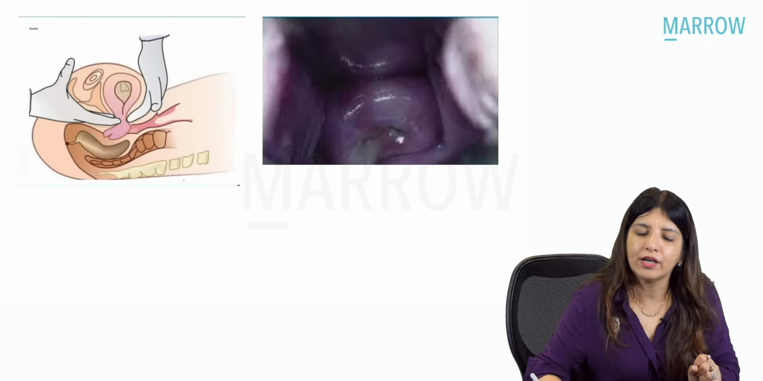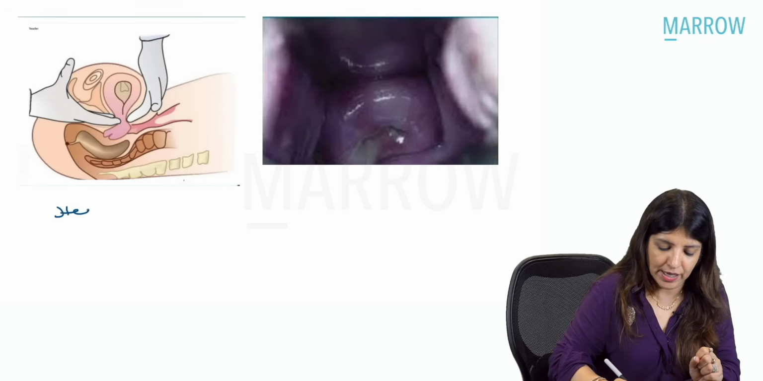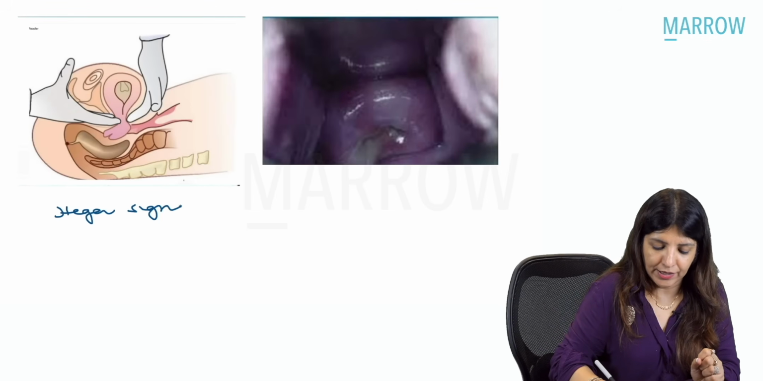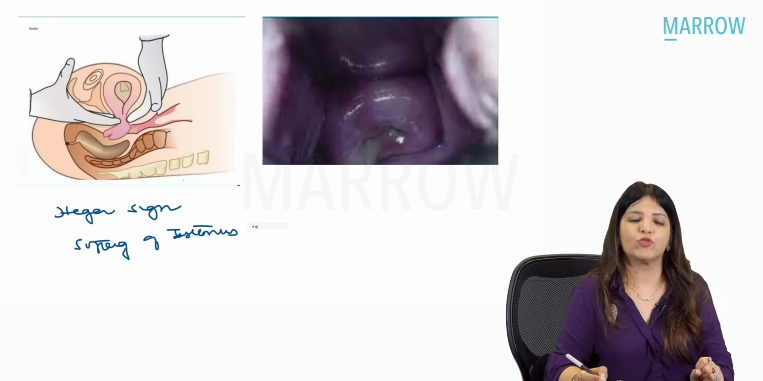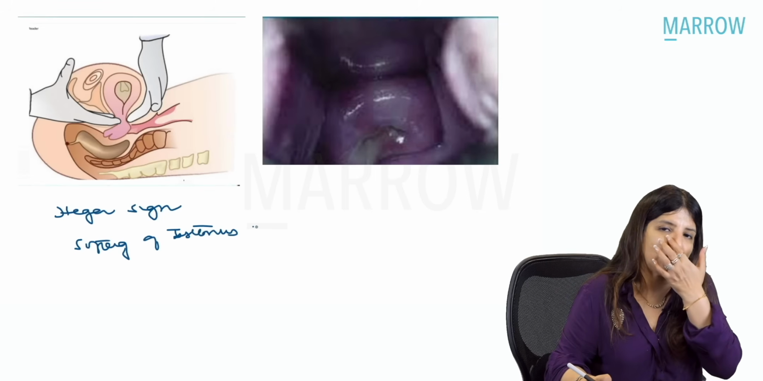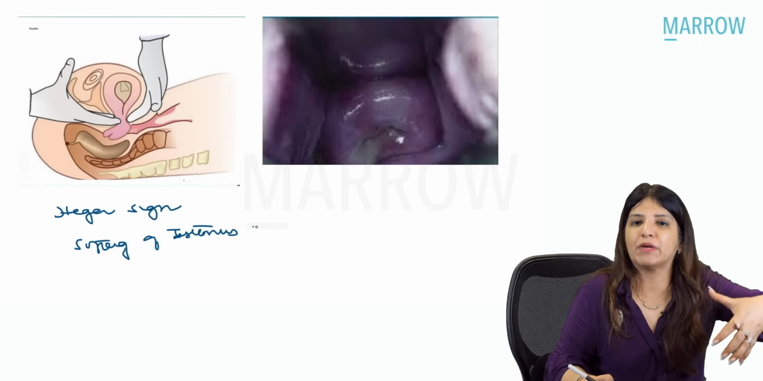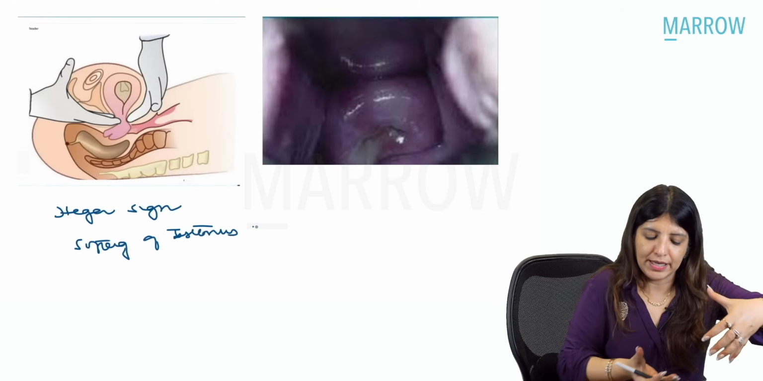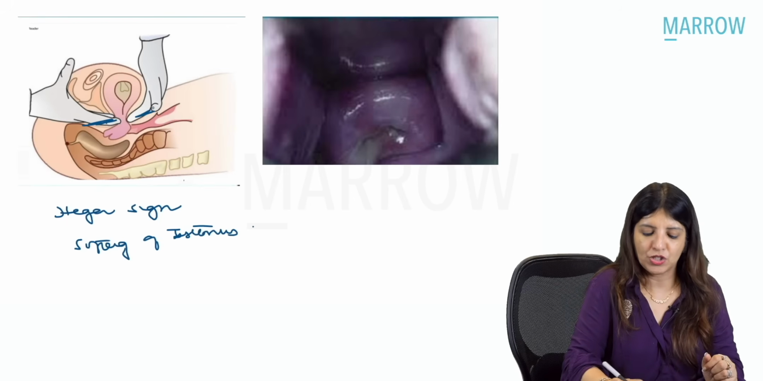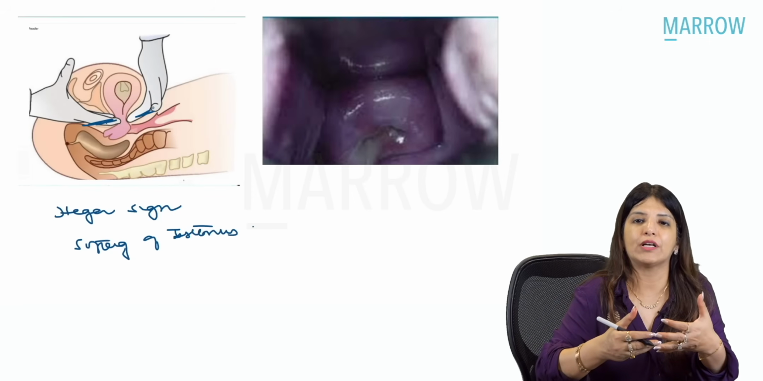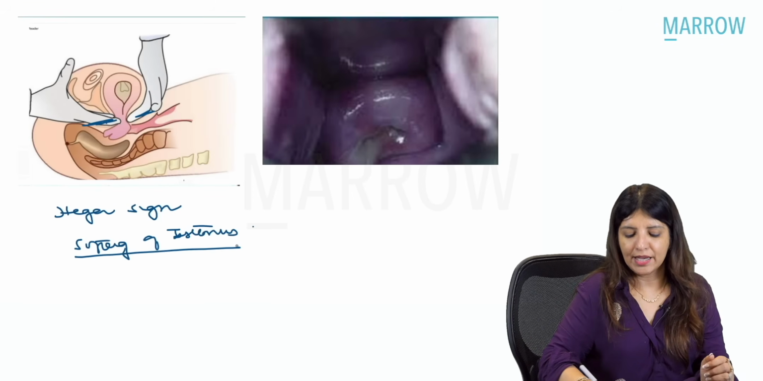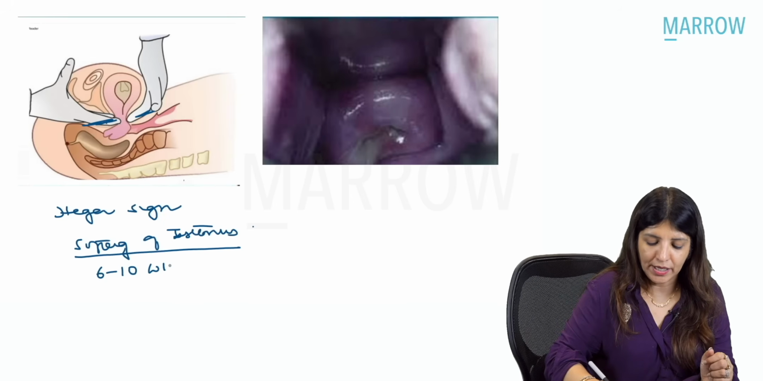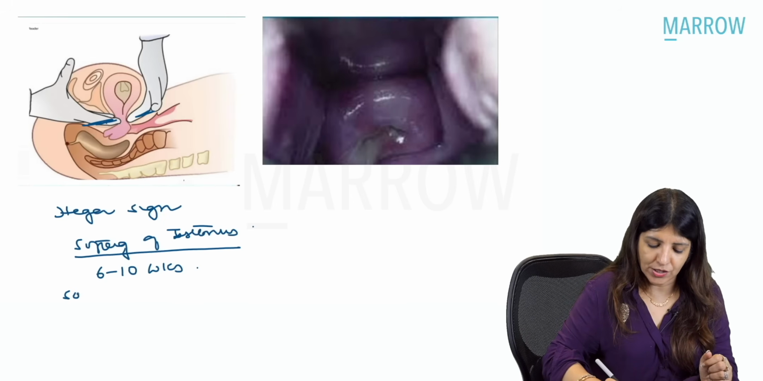Now, this image is showing you Hegar sign. In Hegar sign, there is softening of the isthmus, and because the isthmus is soft, when you do a bimanual examination with one hand behind the uterus parabdominally and the other hand inside the vagina, it appears as if the fingers of both hands are meeting each other. This is what is called Hegar sign, which is positive between 6 to 10 weeks of pregnancy.